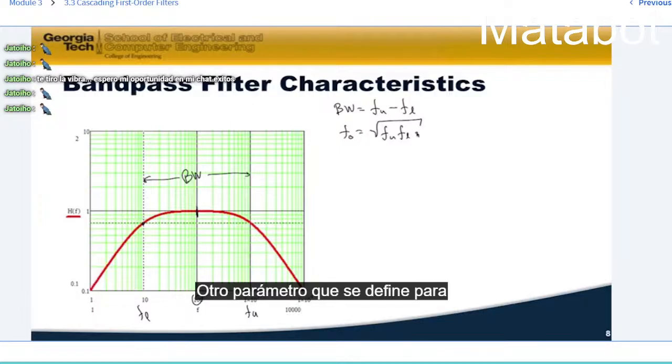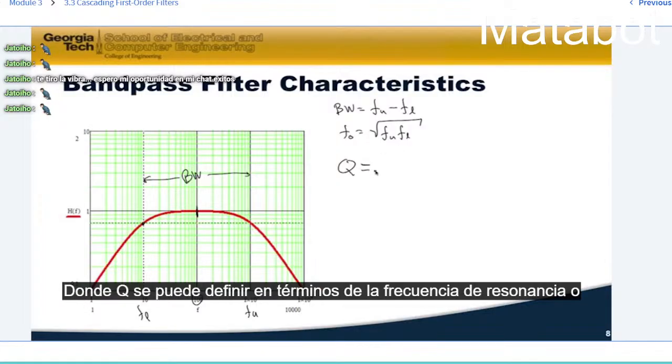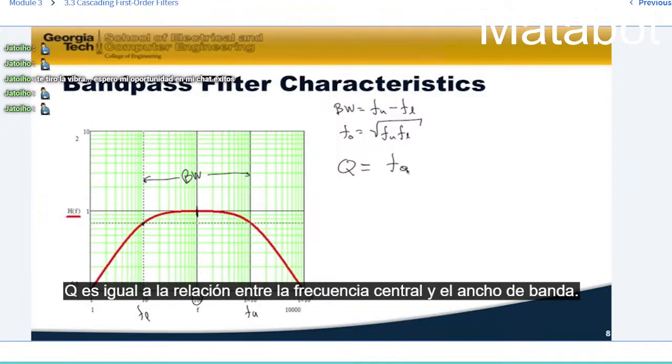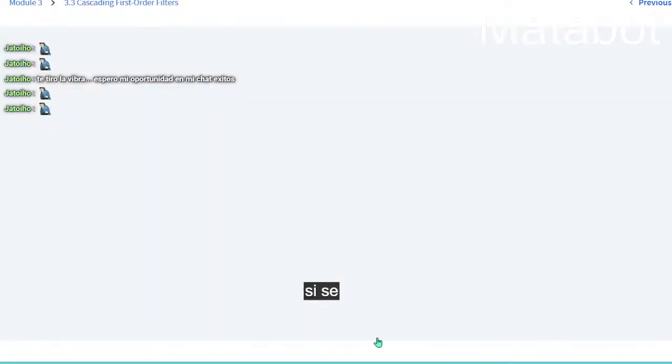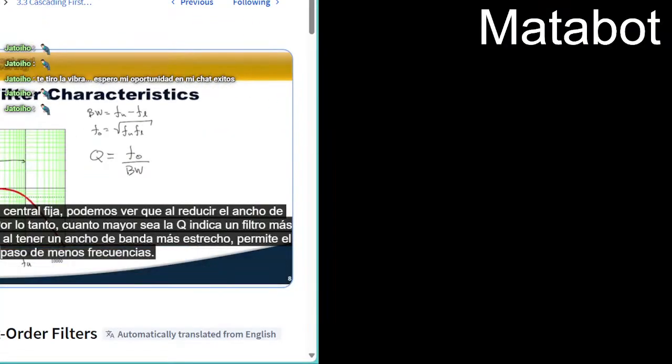Another parameter that is defined for bandpass filters is the quality factor, or Q, where Q can be defined in terms of the resonance frequency or center frequency and the bandwidth. Q is equal to the ratio of the center frequency to the bandwidth. Now for a fixed center frequency, you can see that by decreasing the bandwidth, we have a higher Q. So the higher the Q indicates a more selective filter, in that the filter, because it has a narrower bandwidth, allows fewer frequencies to pass through.